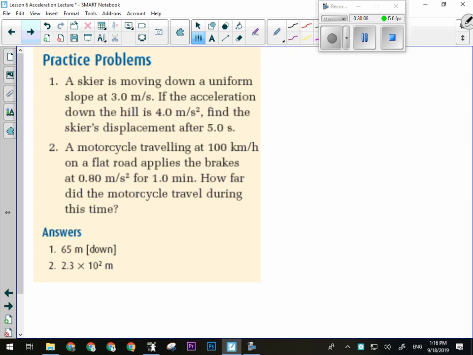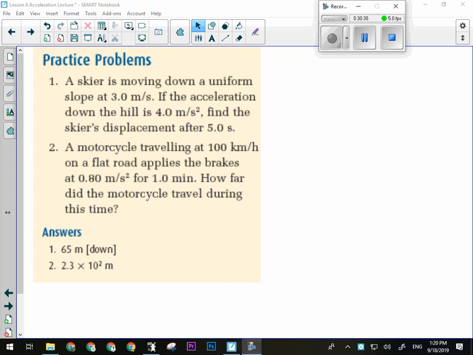So I want you guys to try these two. The first one's asking you to solve for displacement. The second one is also asking you to solve for displacement. Neither one's asking you to manipulate that equation. Let's see if you can get them. Watch for little tricks like units, especially in question number 2, where it gives you kilometers per hour, meters per second squared, and minutes. Remember, all of the units have to match. So I would use meters per second and seconds in here.